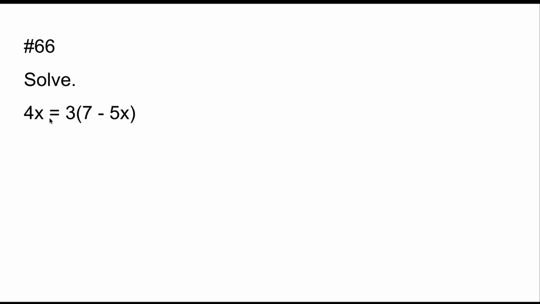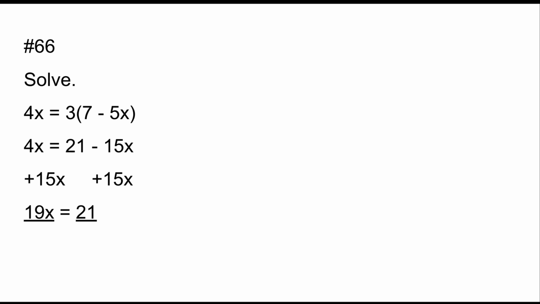4x equals 3 times 7 minus 5x. We're going to distribute this 3. 3 times 7, 3 times negative 5x. We need to combine our like terms. We have 4x and negative 15x. So let's add 15 to both sides of our equal sign. And we get 19x equals 21.